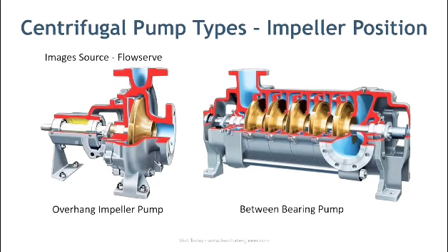The second is between bearing. In this type, the impeller is installed on the shaft and the shaft is supported by bearings at both ends. Horizontally installed multi-stage pumps come in this design. Refer to the image shown here for this type of centrifugal pump.